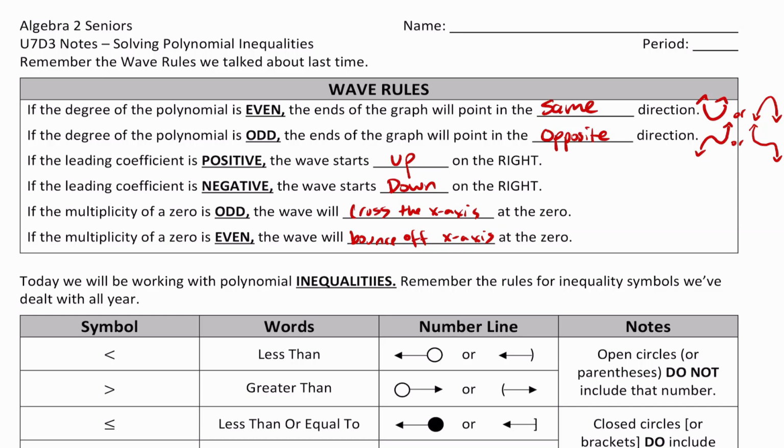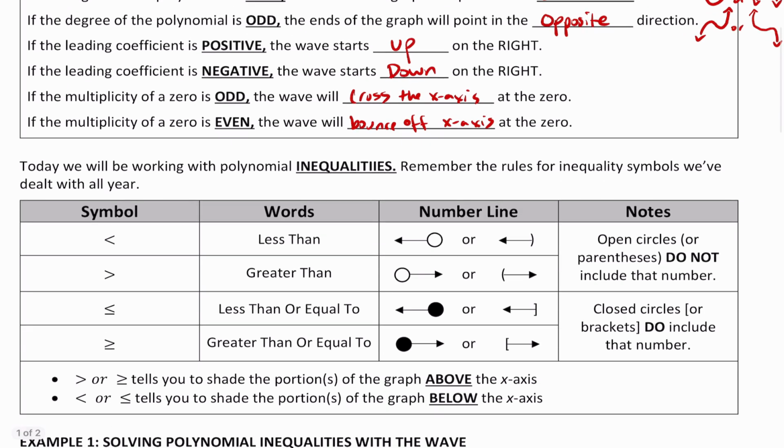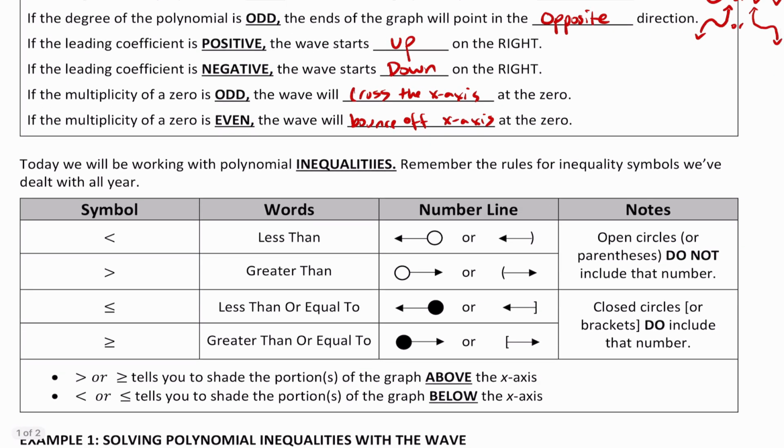All right, so we're going to apply what we learned in the previous lesson to today's lesson, because we are going to use the wave rules to solve polynomial inequalities, okay? So the wave rules should be the same like before. This time we have the inequality rules, which we've already talked about all year, right? We talked about the greater than symbol, the less than symbol, the less than or equal to, and the greater than or equal to. We talked about open and closed dots, and we talked about regular parentheses, square brackets, yada, yada, yada.